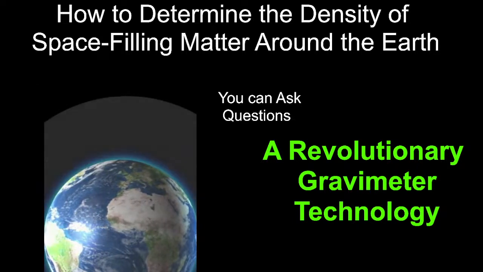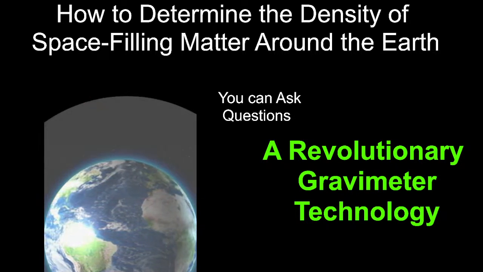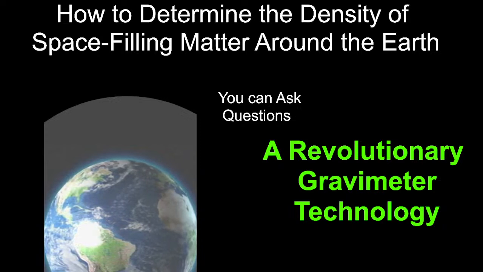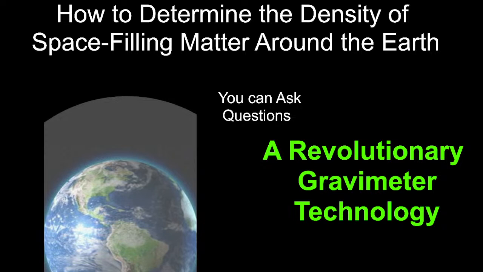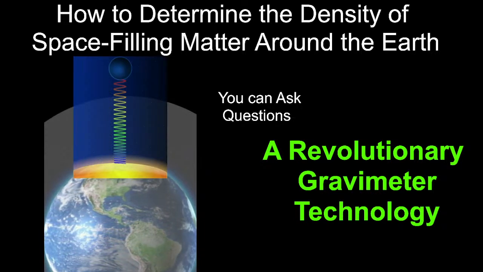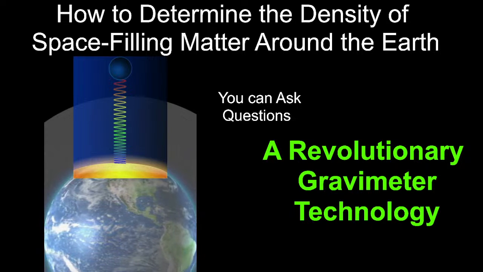Due to gravity, the Earth maintains a dense region of space-filling matter around it. The density is high near the Earth and decreases with distance. Based on my research, gravitational time dilation results from the influence of space-filling matter on a vibrating particle, rather than from the curvature of spacetime.